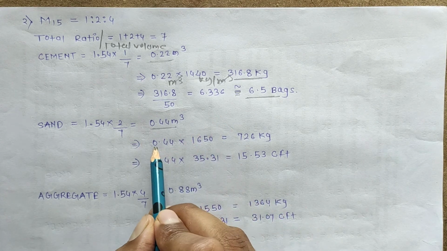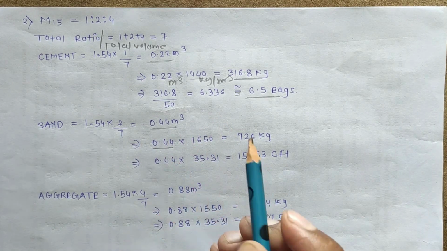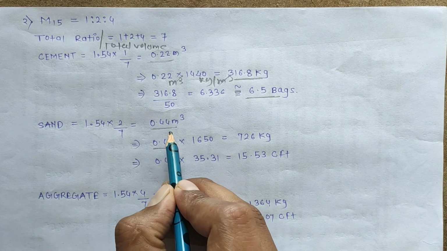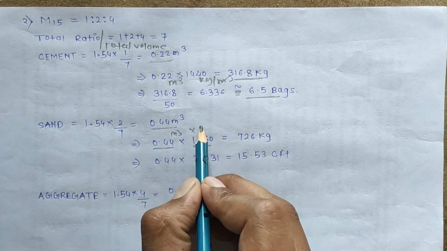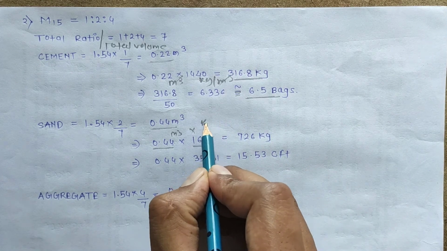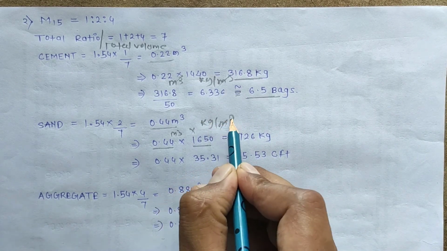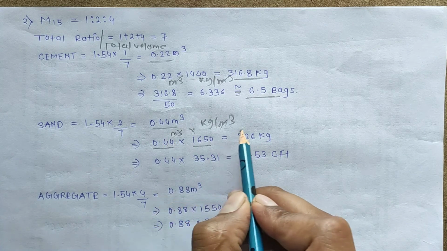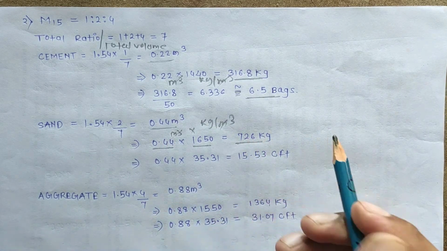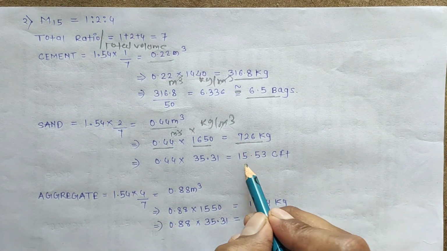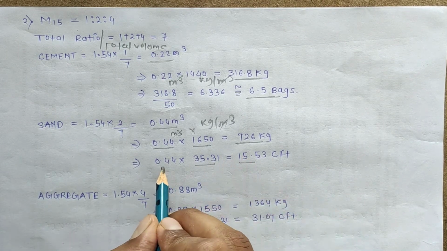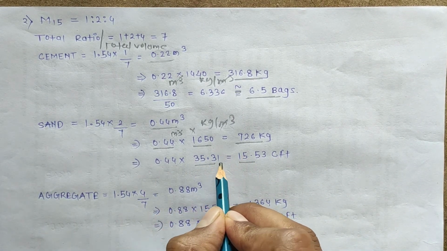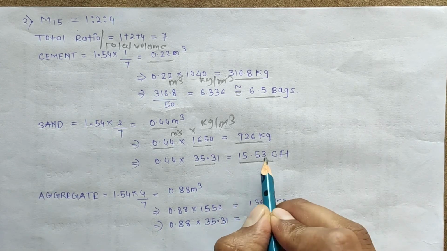So this 0.44 meter cube, which is in meter cube, into the density, which is 1650 as explained earlier, in kg per meter cube. Meter cube and meter cube get cancelled, and the answer comes as 726 kg, but we need the sand in terms of cubic feet. So 1 cubic meter is equal to 35.3 cubic feet. So 0.44 into 35.31 is equal to 15.53 cubic feet.